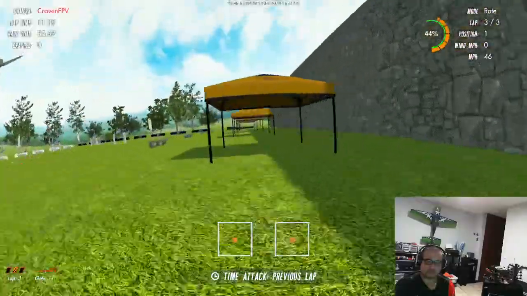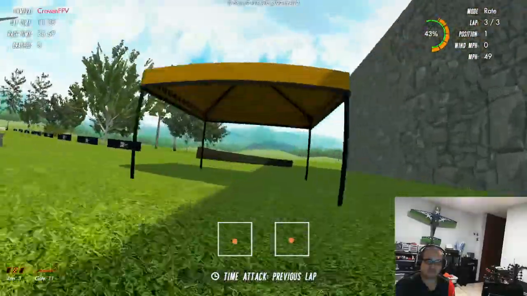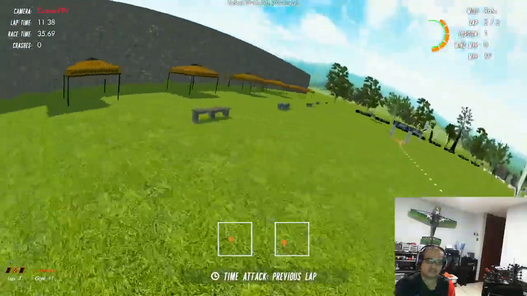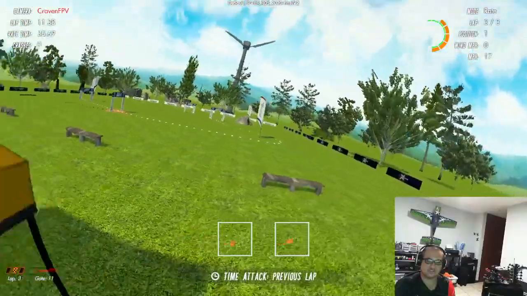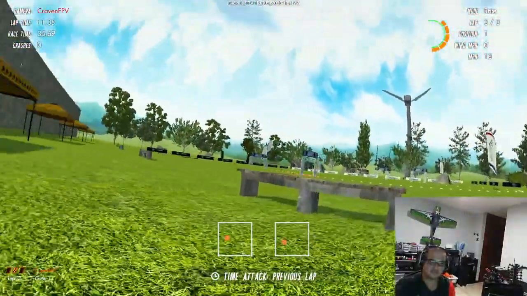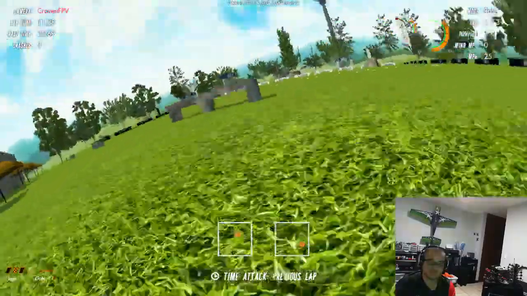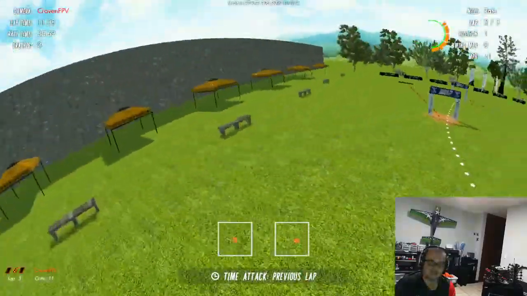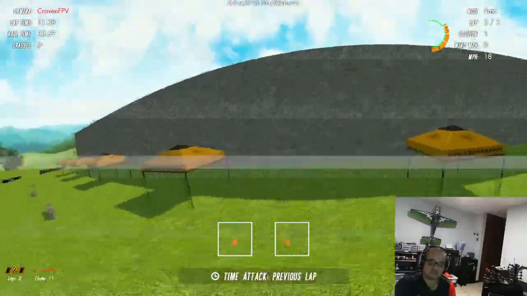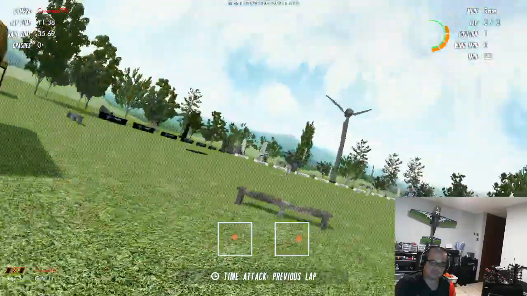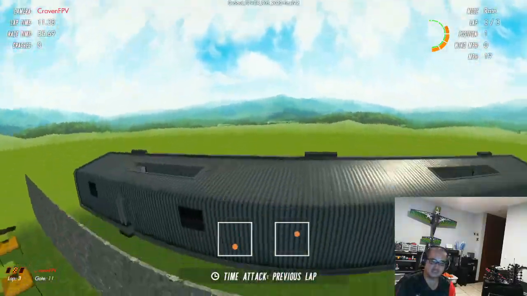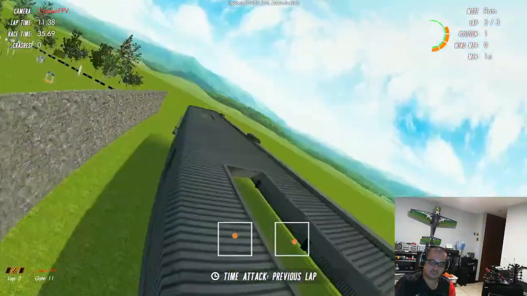So let me try to get used to these real quick for a while. No, not very used to them. Until I can go under this bench, I wouldn't say I'm used to them. Okay, I'm starting to feel it a bit. Well, those are still pretty low benches. Okay, so I did it. Alright, so I'm used to it now.